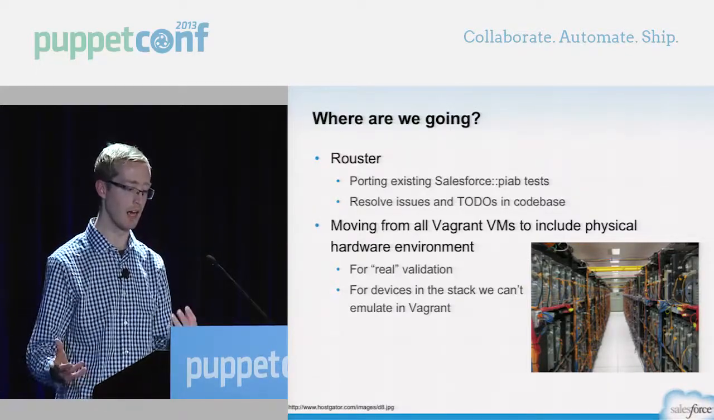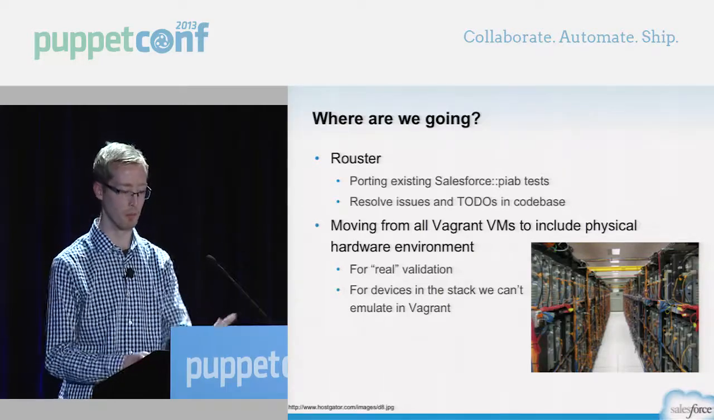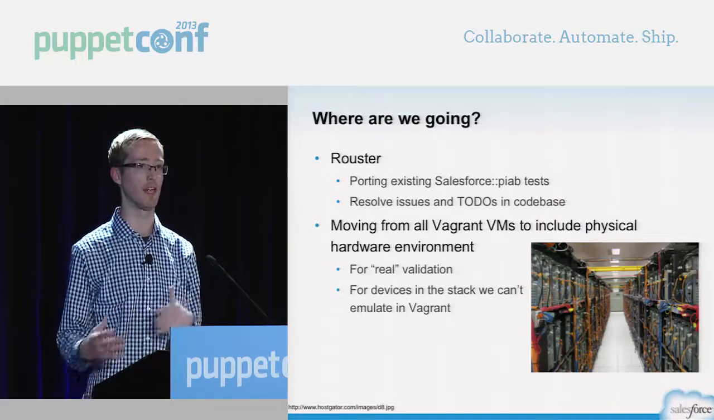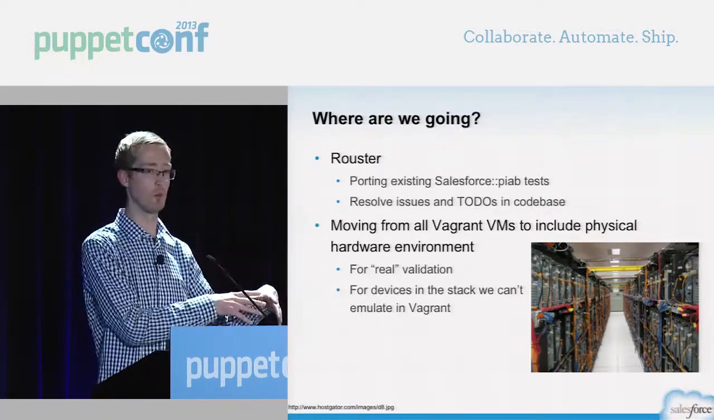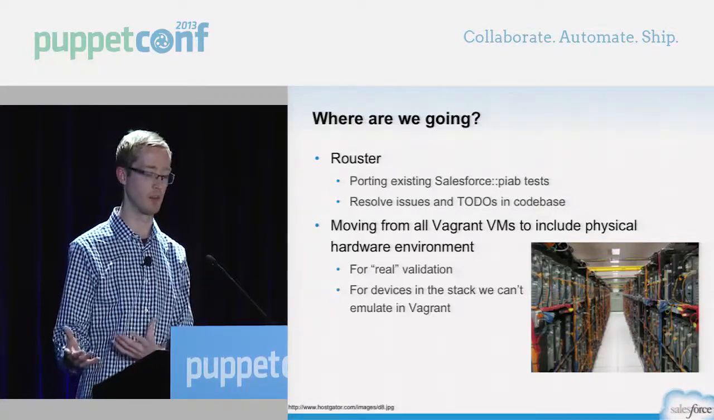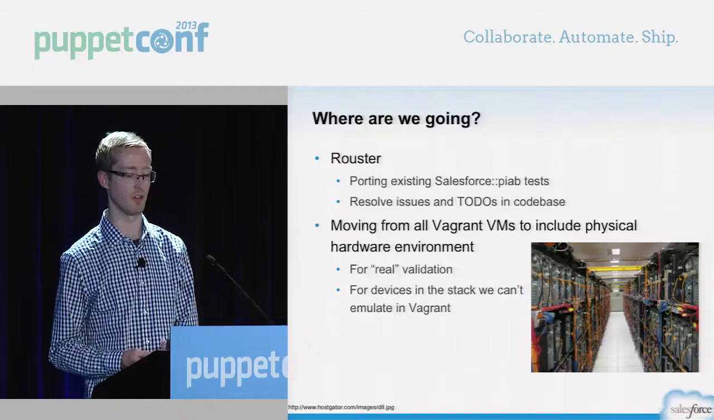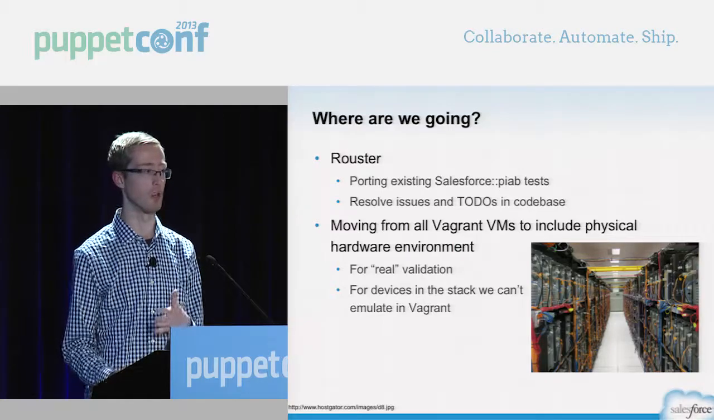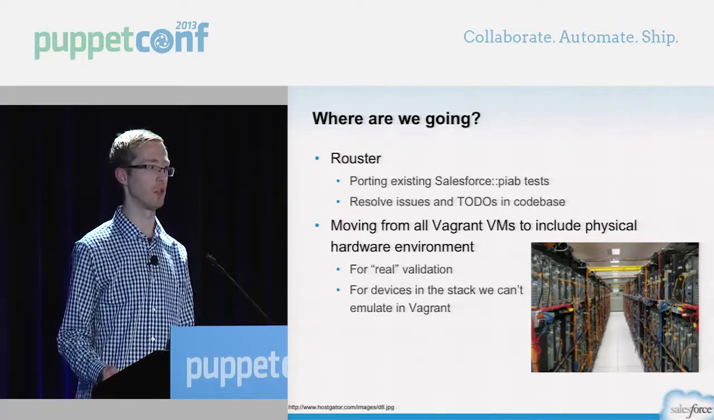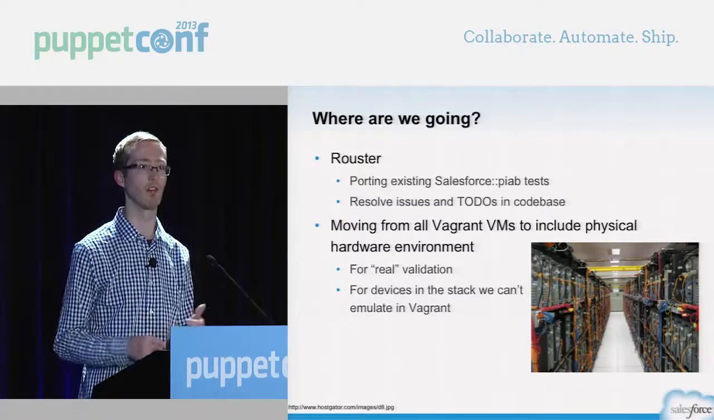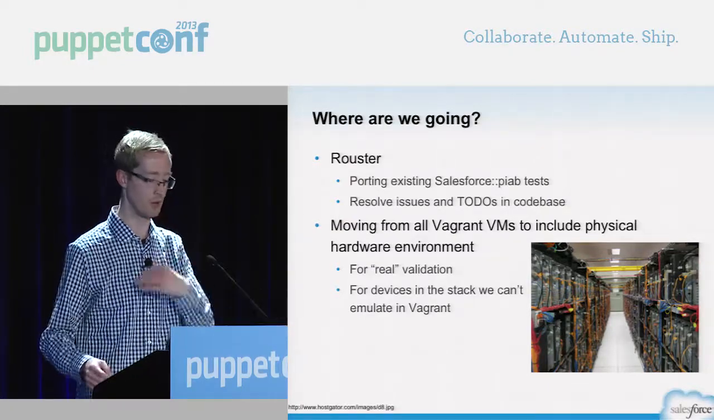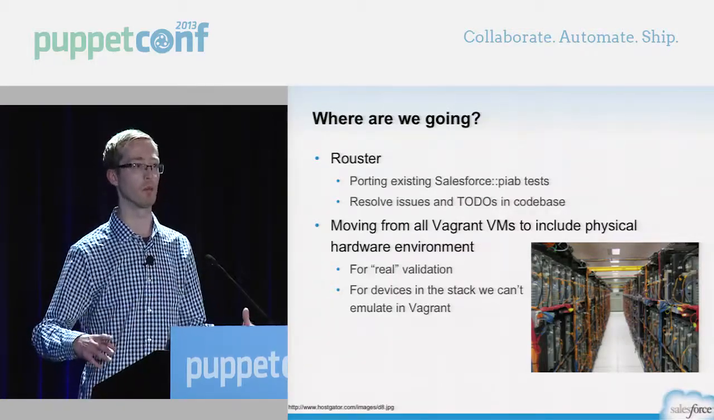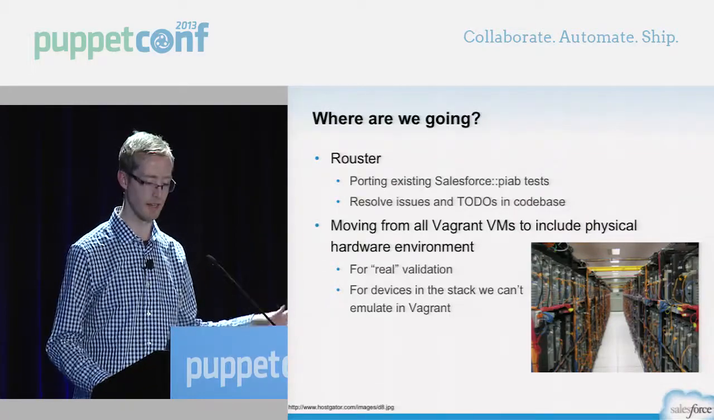Where are we going? I was hoping that I could remove this first part of the slide before I gave the talk today. At Salesforce.com, we're not actually using Rouster right now, or we are on local machines, but it's not integrated into our CI system yet. We need to port the existing SalesforcePM tests over into using Rouster, and we also need to resolve some of the issues and to-dos that are in the Rouster code base. I don't mean to say that Rouster is not functional or that you shouldn't use it today, because I use it every day, and I think it's awesome, but it's definitely not a 1.0 product yet. It's still in the baking phase.